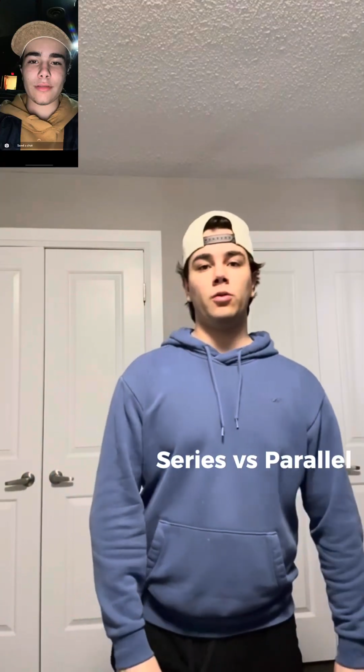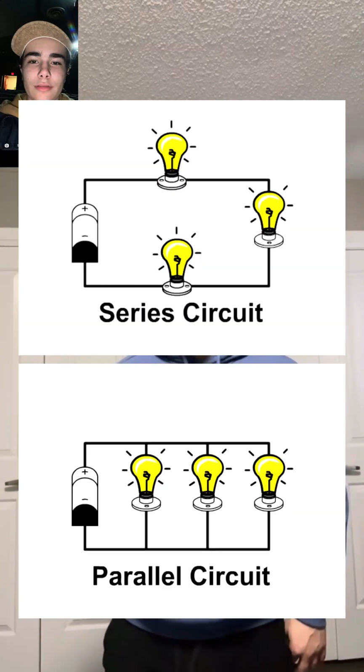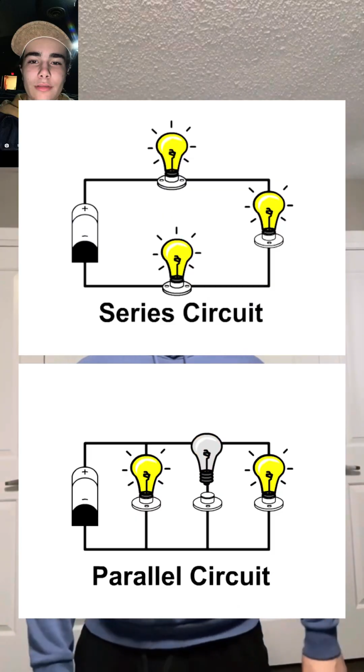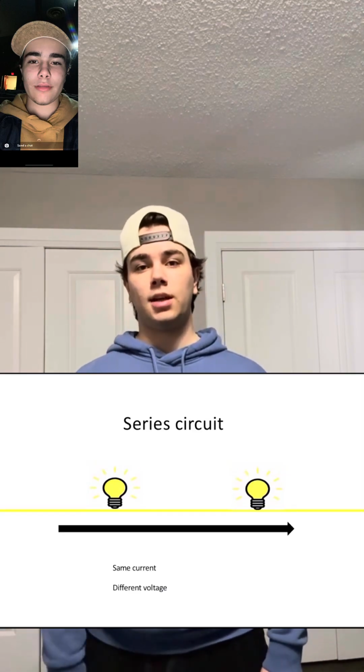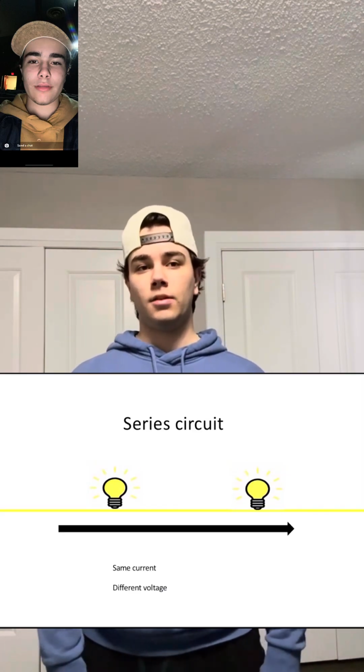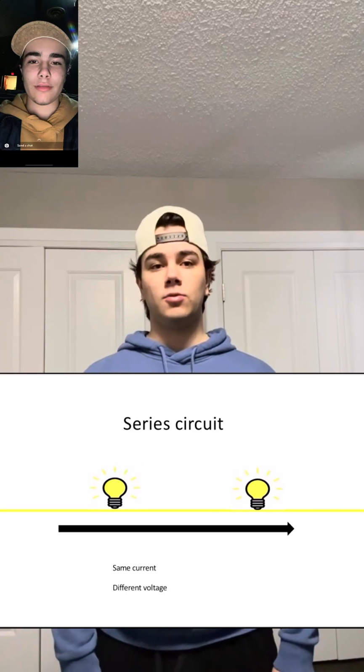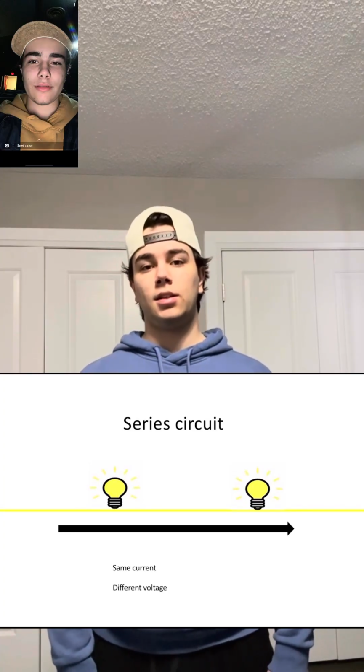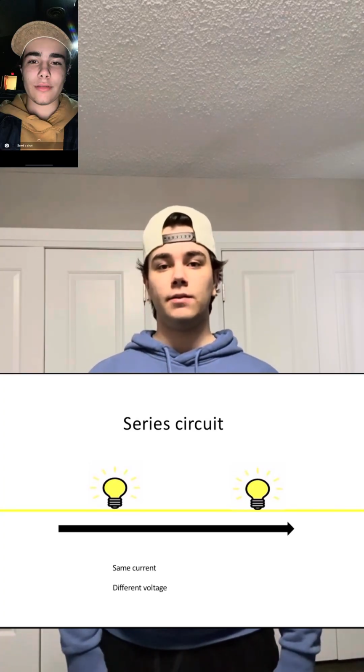Today I'm going to be going over the different kinds of circuits you can have on a breadboard. I'm going to be going over series circuit and parallel circuit. To start off, a series circuit is when components are wired one after the other. As you can see on the image, it's lights wired one after the other. A series circuit is when the current flow is in a singular path, and the current is the flow of electrons.